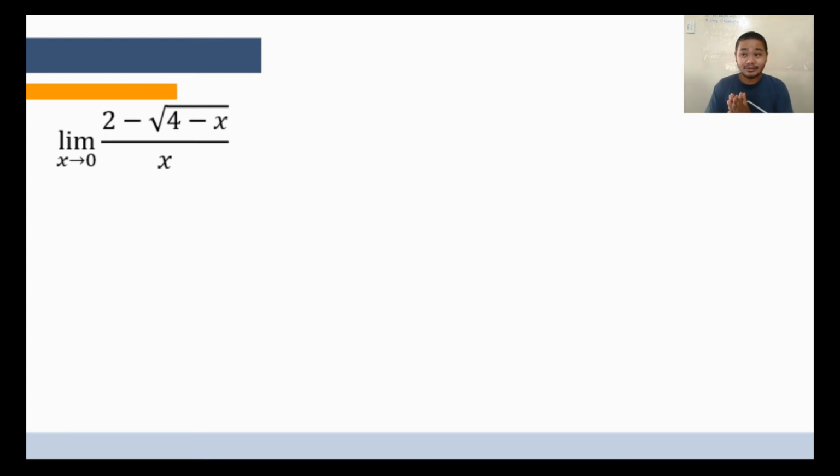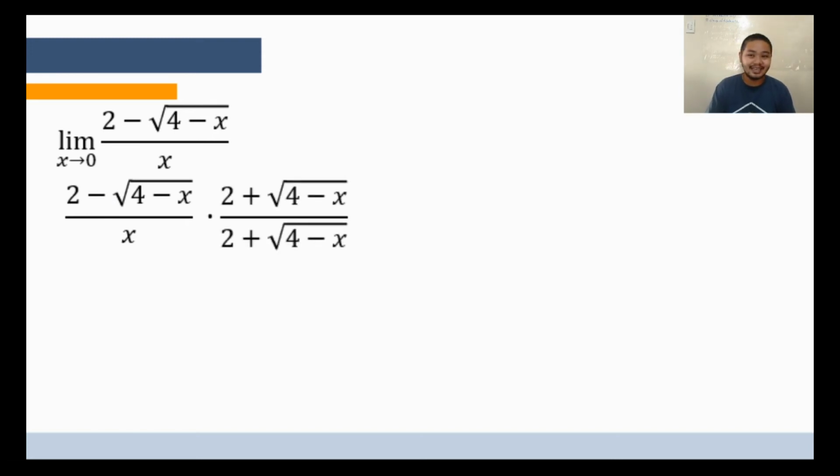Kapag meron tayong square root na expression sa ating function, ang gagawin natin dyan is magra-rationalize tayo. So, how do we rationalize an expression? So, ganito yan. Yung function natin na 2 minus the square root of 4 minus x all over x, imumultiply natin yan sa conjugate, syempre, ng ating numerator. Kapag sinabi natin conjugate, same terms, ang pinagkaiba lang is yung sign nila sa gitna. So, since negative yung dito, ang gagawin natin is positive.